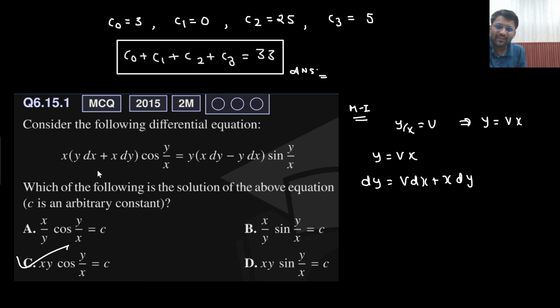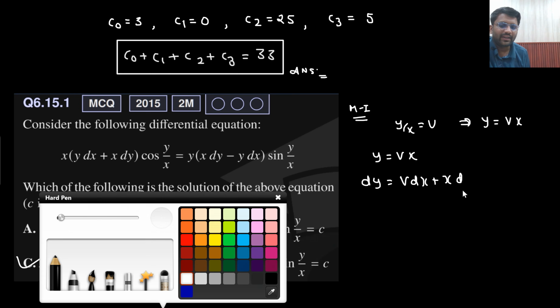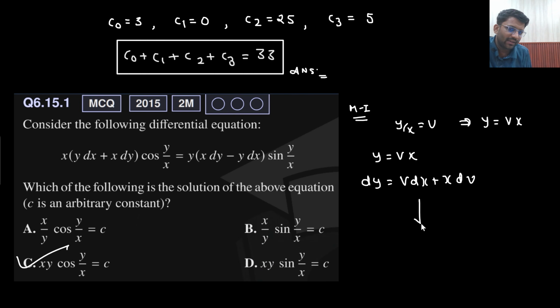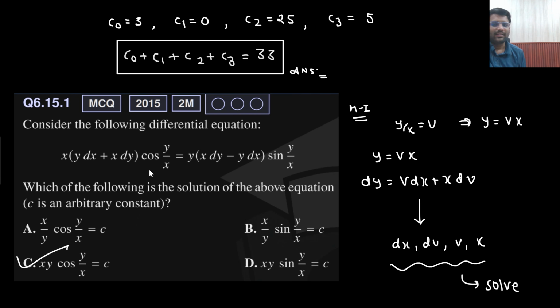Then you replace dy here, and you also replace y as vx. What I mean to say is that dy you can replace, and dx stays as it is, then y you replace with vx. So the complete equation will come in terms of dx, dv, v and x, and then it will become a first order differential equation. After that, you will be able to solve it. You go to our PYQ book, you will get this solution only.